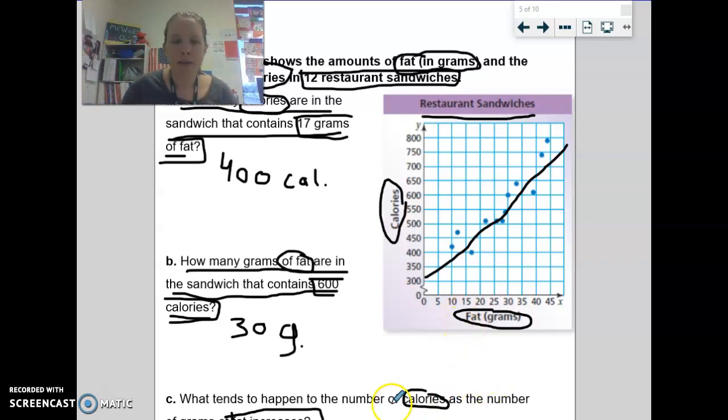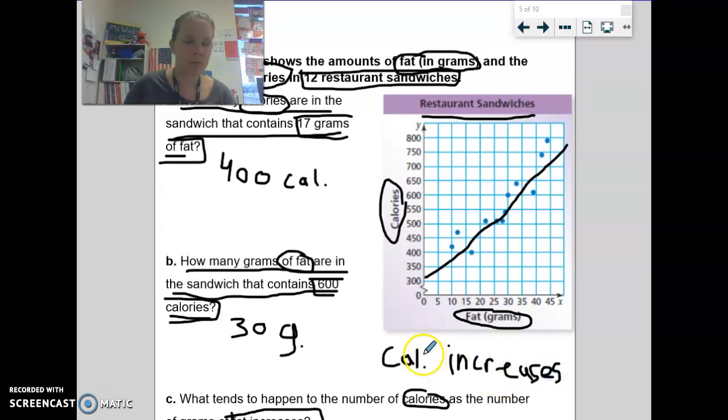So what happens to the number of calories as the fat increases? The calories increase, okay? So I'm just going to abbreviate it as cal, and I'm just going to say increases. So as the fat goes up, so are the calories going up. Okay.